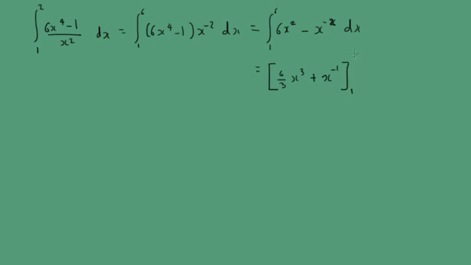And we have our limits of integration here, and then we take our 2, so that's going to be 2 times 2 to the power 3 plus 2 to the minus 1, minus 2 times 1 to the power 3 plus 1 to the minus 1. Working all that out, we will get 13 and a half. Let's do another one.